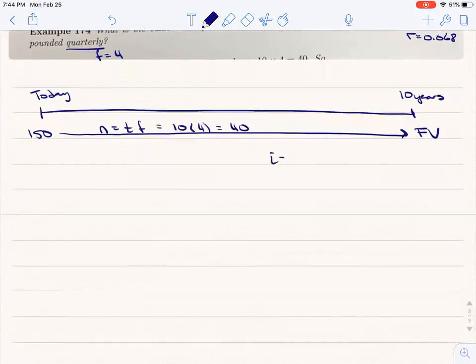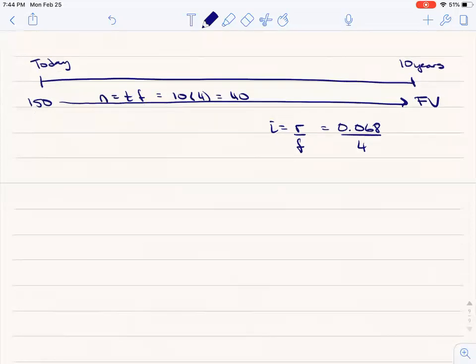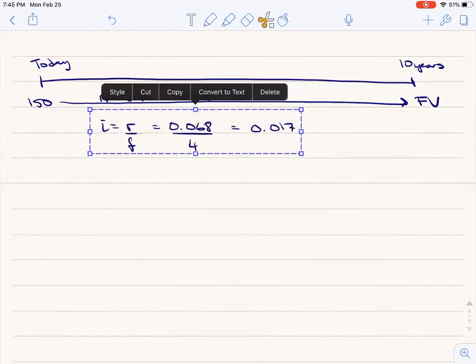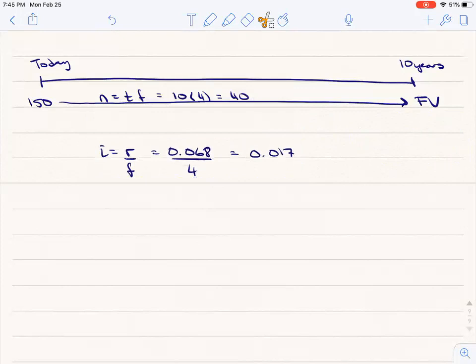We're also going to jot down that I is R over F, which is 0.068 divided by 4, which is 0.017. Just confirm. It is. Only for aesthetics, I'm going to move this over a little bit, but you don't have to. Doesn't matter. There. Give myself some room.